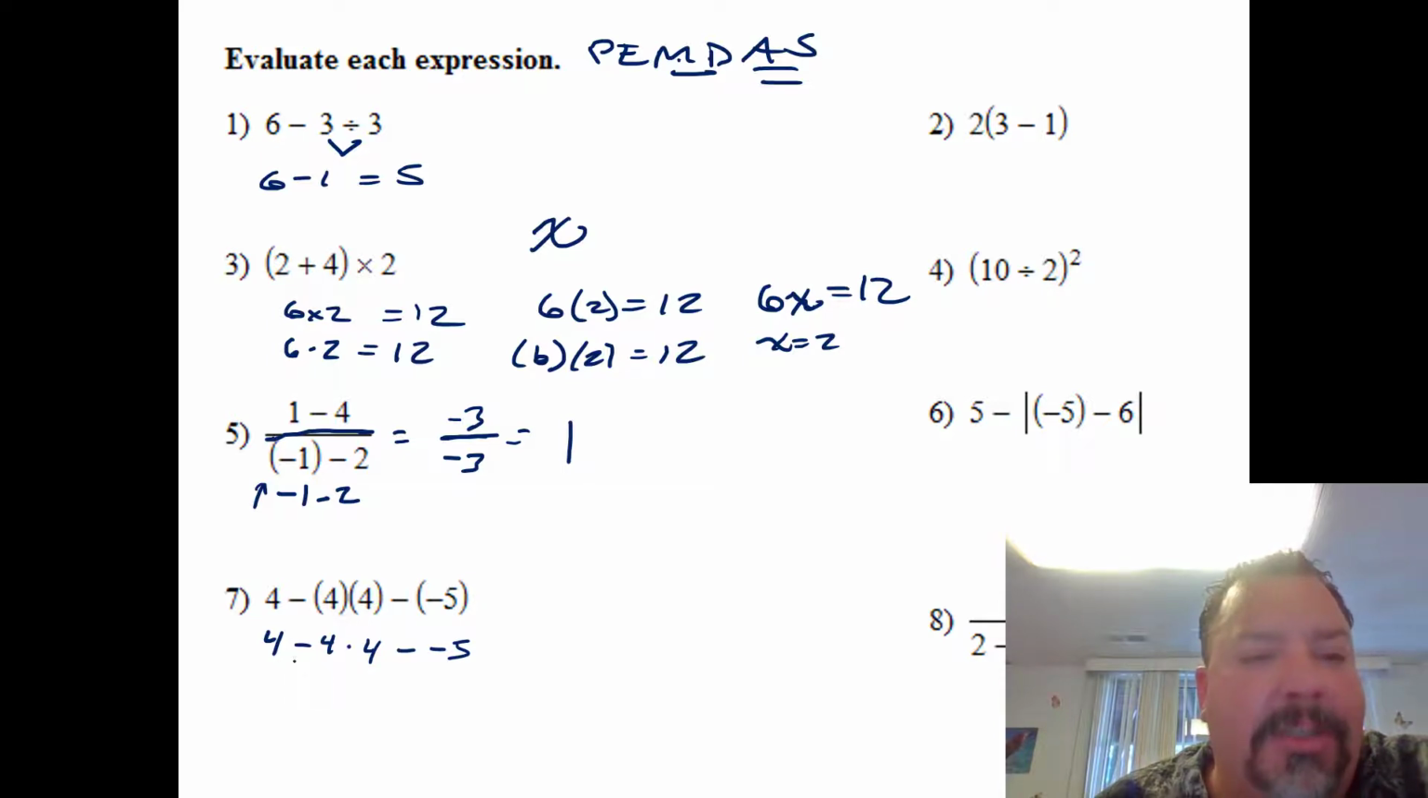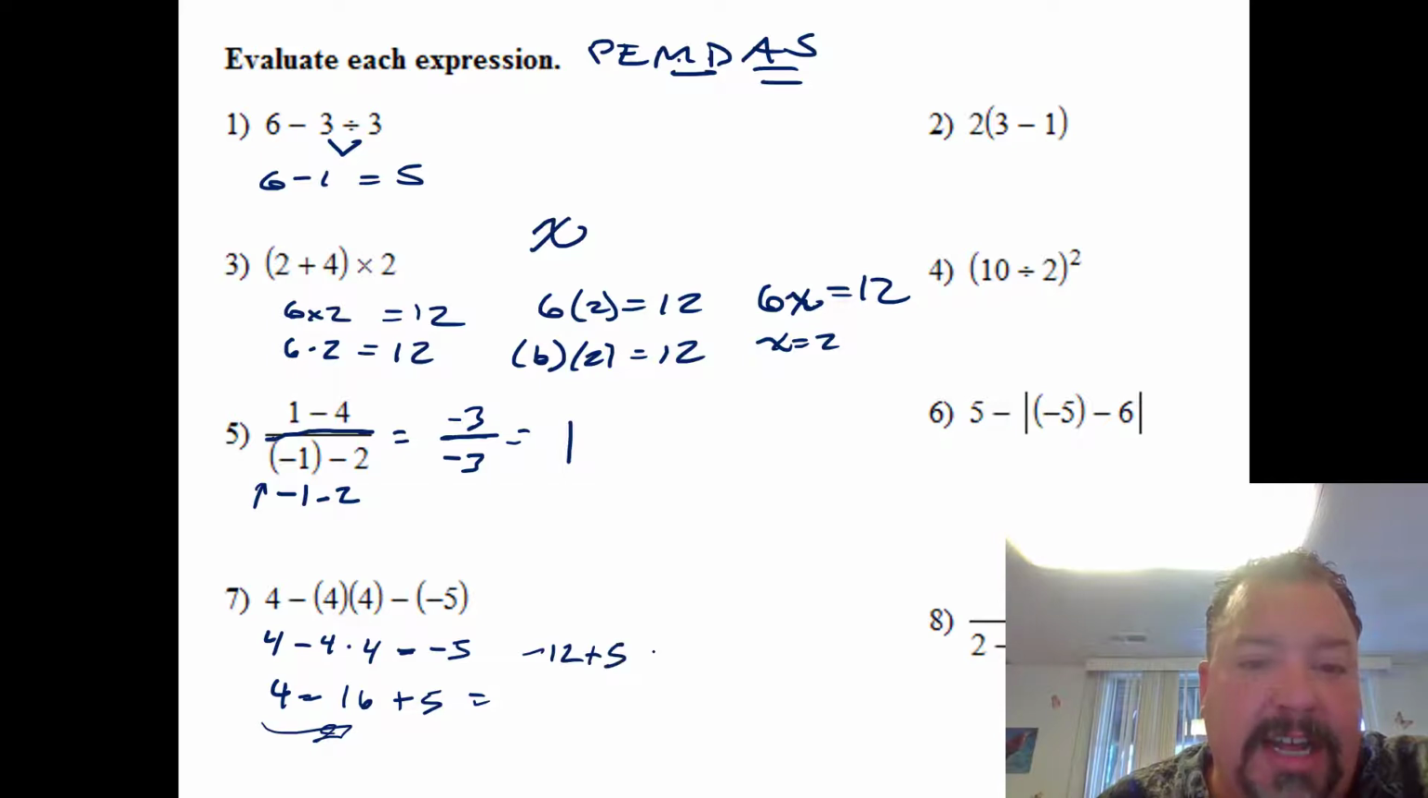And now I have subtraction and multiplication and more subtraction. So you would do the multiplication here first. And then here it's subtracting a negative, so that's going to become a positive. And now we have addition and subtraction, which we can just resolve going left to right. So make sure you go in this order. 4 minus 16 is going to be negative 12. Negative 12 plus 5, the negative is going to beat out the positive number, so we're going to end up with a negative 7.